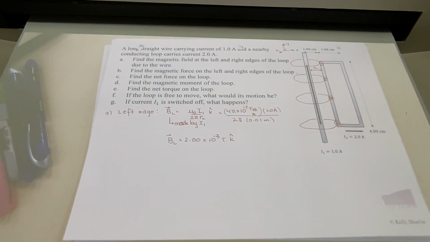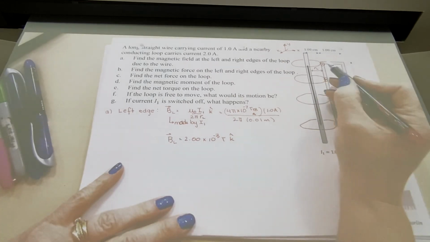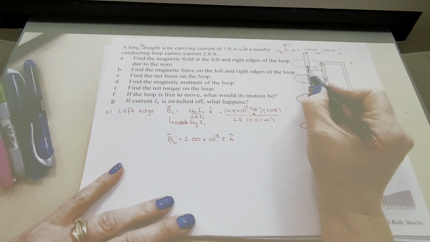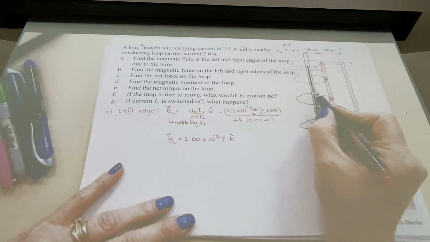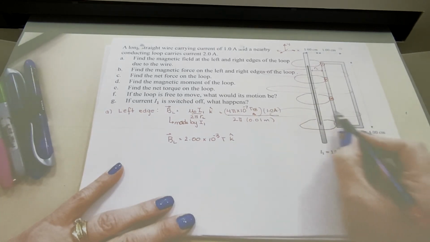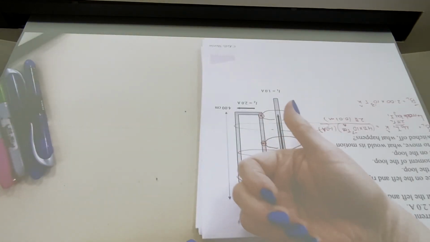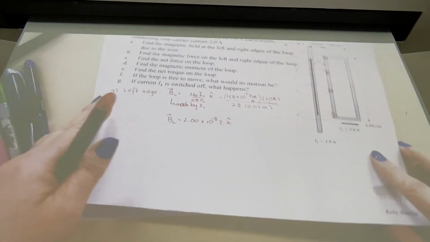For our magnetic field at the right edge of the loop, same process. So we can do our circles again. We want our circles to have the wire at the center and the right edge of the loop. Our direction, we find the same way. Current is our thumb, our extended fingers show the magnetic field. So everywhere on this side, the magnetic field points out of the page.